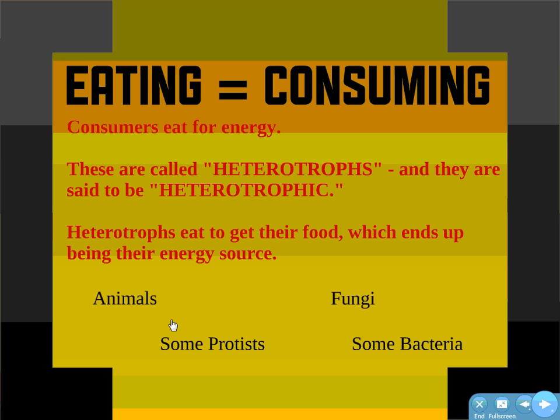Organisms that do this are animals, fungi, so things like mushrooms, fungus, molds, they're actually heterotrophic. They eat to get their food. Some protists and some bacteria do this.